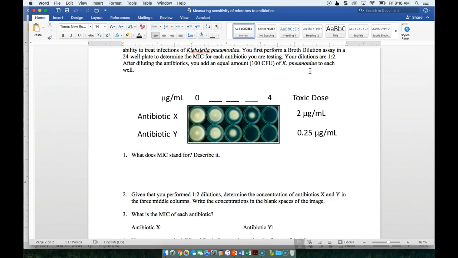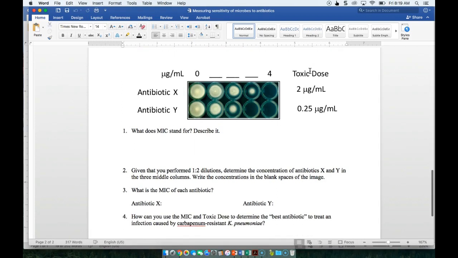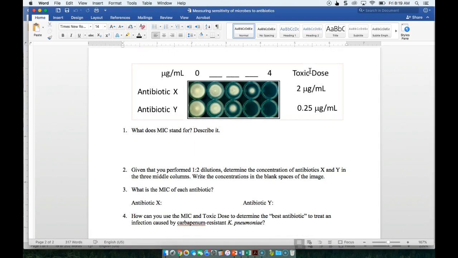Okay. Given the toxic dose that is here for antibiotic X and antibiotic Y, given the therapeutic dose, which we'll just assume in this case is the same as the minimal inhibitory concentration, which is the better one to use? So which is the best antibiotic given the therapeutic dose and the toxic dose? I'll give you a minute to look at this one to figure it out.